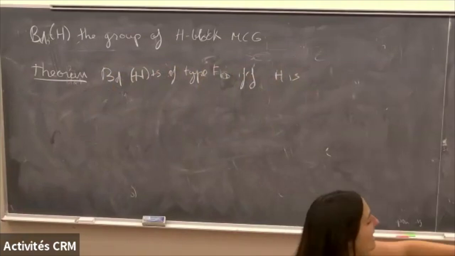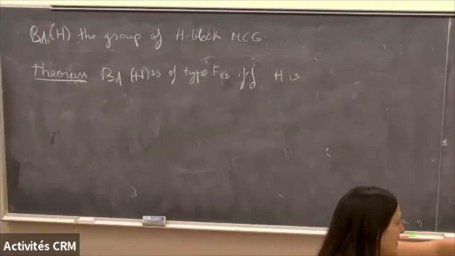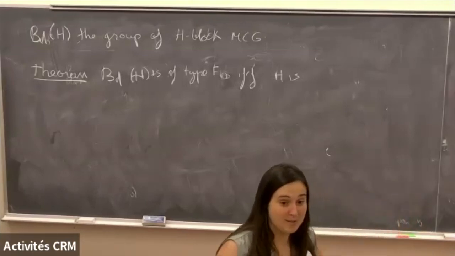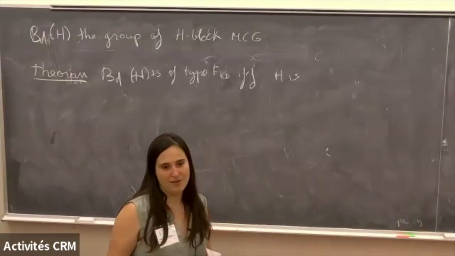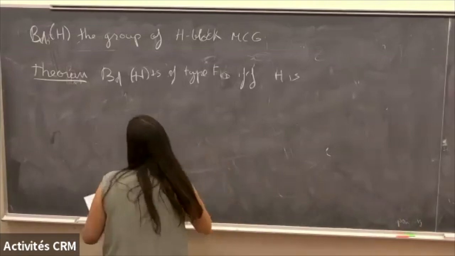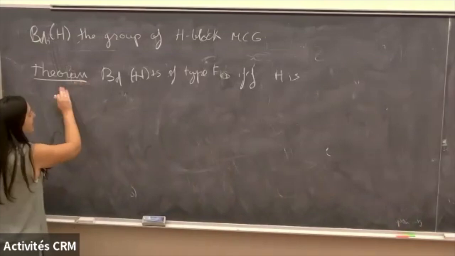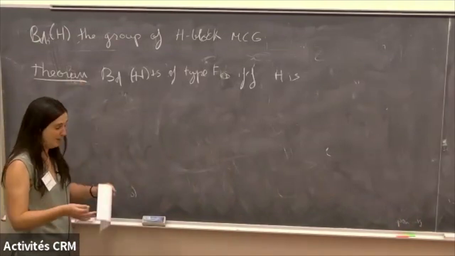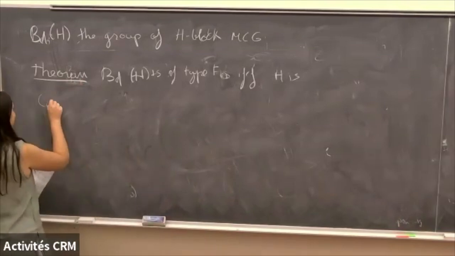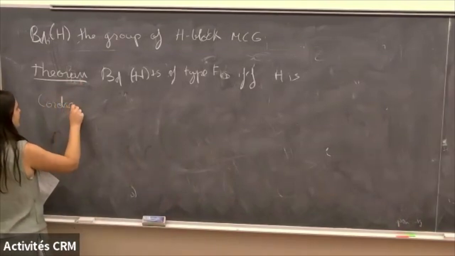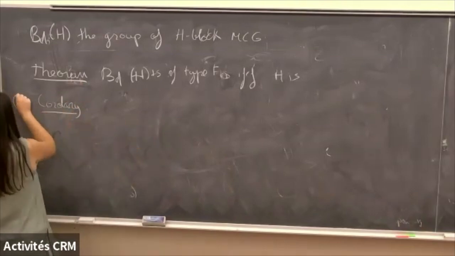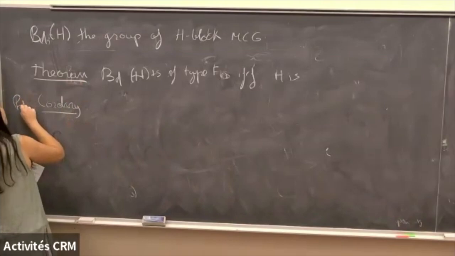The corollary says that the mapping class group of the surface of genus g without a Cantor set always contains a group of type F_n but not F_{n+1}. And the proof follows from the study of the pure braid group of Stallings. So the corollary, I'm not going to restate it. Proof of the corollary.